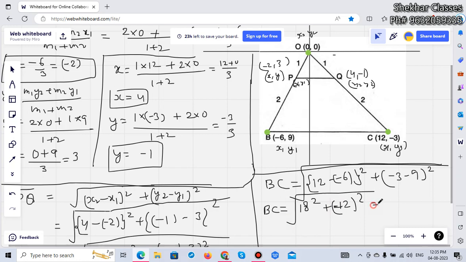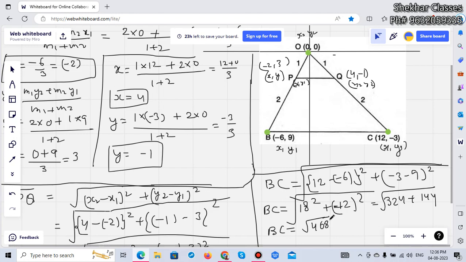So this will give you how much? 18 square is how much? If you multiply 18 with 18, how much you get? All of you need to memorize the squares of all these numbers up to 30. So 18 into 18 will give you 324, and minus 12 square is plus only, 12 square is 144, under root. So if I add 144 to it, that will give you 468. So BC is under root of 468.